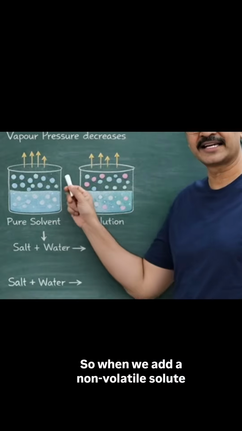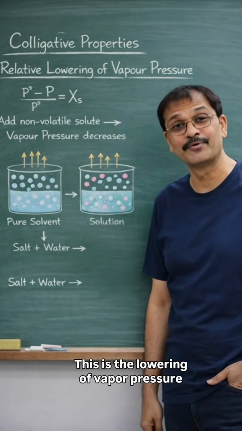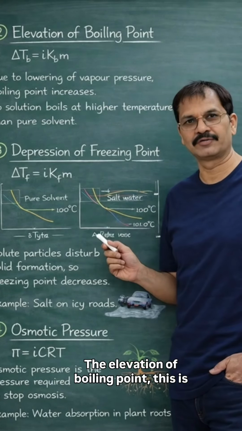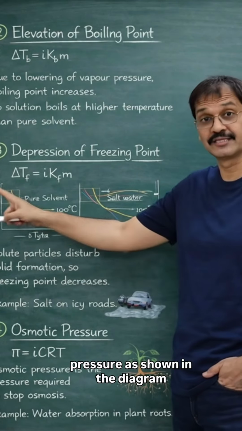So when we add a non-volatile solute like salt to water, the vapor pressure of the solution decreases. This is the lowering of vapor pressure. The elevation of boiling point. This is because adding a solute lowers the vapor pressure as shown in the diagram.